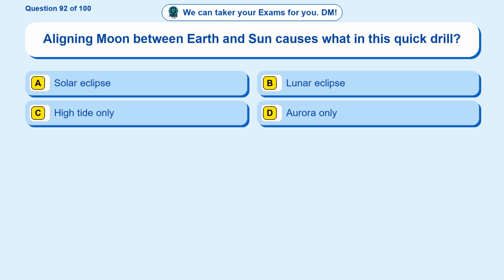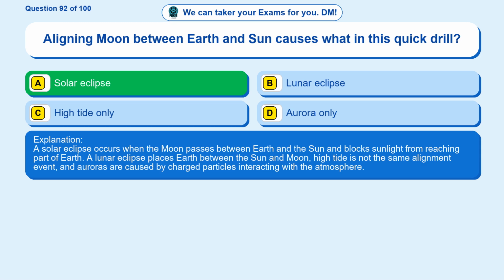Question 92. Aligning moon between Earth and Sun causes what in this quick drill? Option A, solar eclipse. Option B, lunar eclipse. Option C, high tide only. Option D, aurora only. The correct answer is option A. Solar eclipse. A solar eclipse occurs when the moon passes between Earth and the Sun and blocks sunlight from reaching part of Earth. A lunar eclipse places Earth between the Sun and Moon. High tide is not the same alignment event, and auroras are caused by charged particles interacting with the atmosphere.